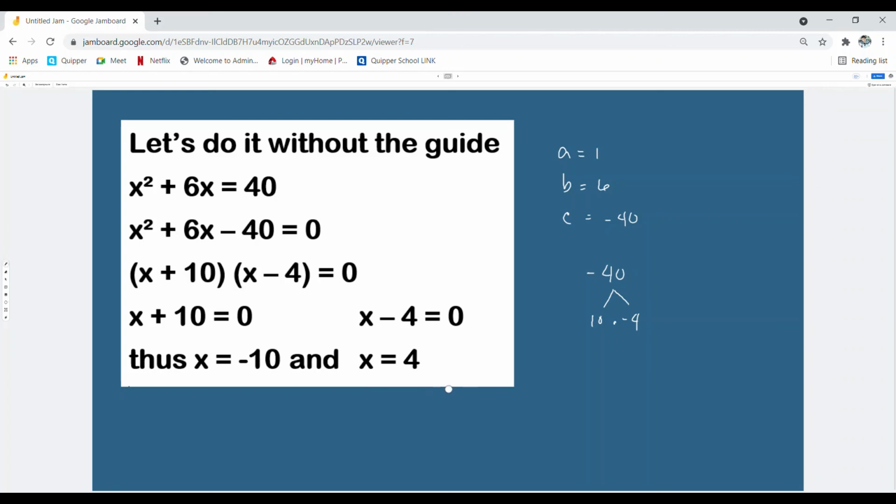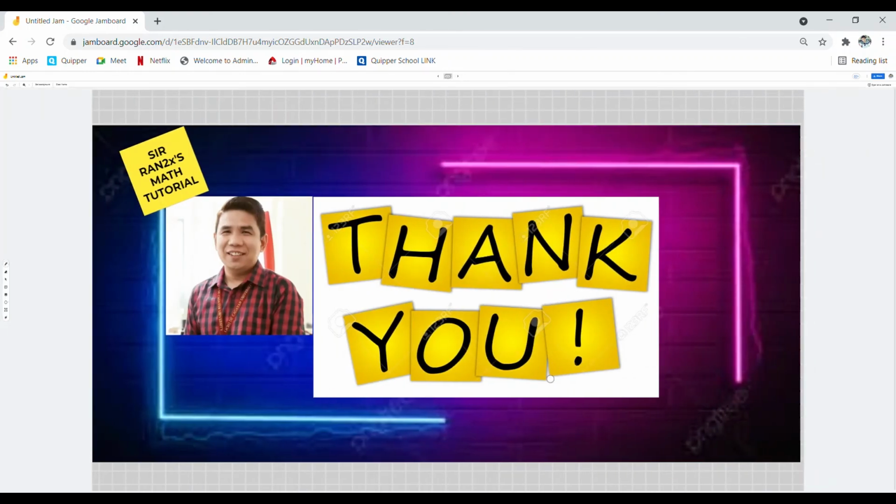As simple as that. Very simple. So that is how to factor a quadratic equation wherein a is equal to 1. Again, when a is equal to 1. I think that's all. That's how simple it is.